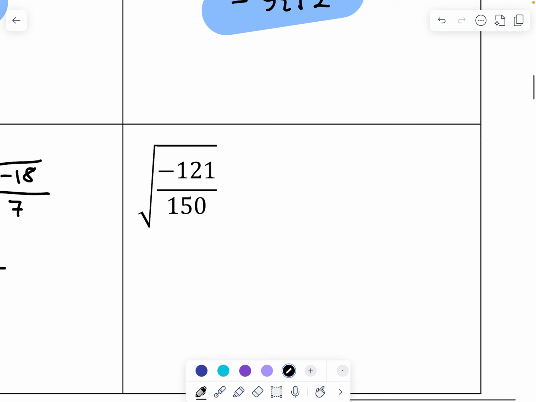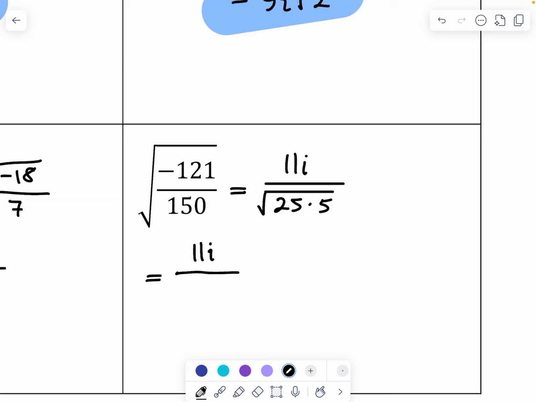Last one, here we go. We got root -121. What's the square root of 121, right? That's a perfect square number. It's 11. Because it's negative, it will become 11i. And then we have to simplify this root 150 in the bottom. So again, think what perfect square number goes into 150. That's going to be 25. It goes in 5 times. So this equals 11i over square root of 25 is 5, and the additional root 5 stays.